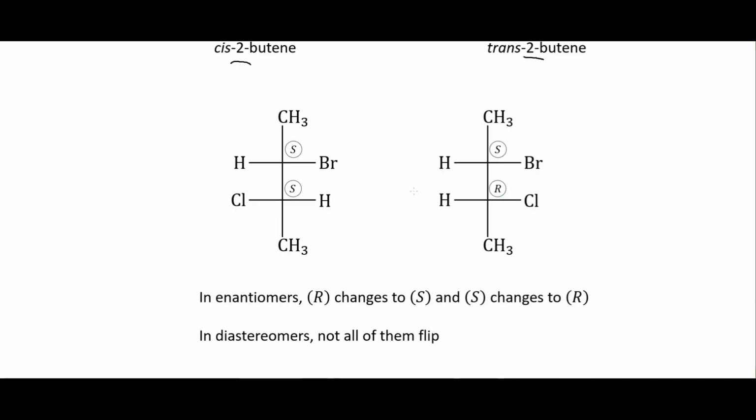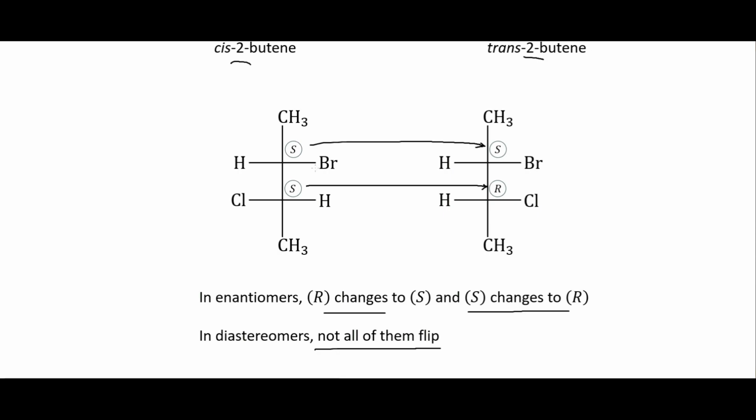So now we have these Fischer projections here, and so in enantiomers, when we take a mirror image, we have R changing to S, and S changes to R. But in diastereomers, not all of them flip. So here we have this S changing to that R, but this S is just staying the same. And so these are not enantiomers because we are not changing the chirality of those chiral centers there.